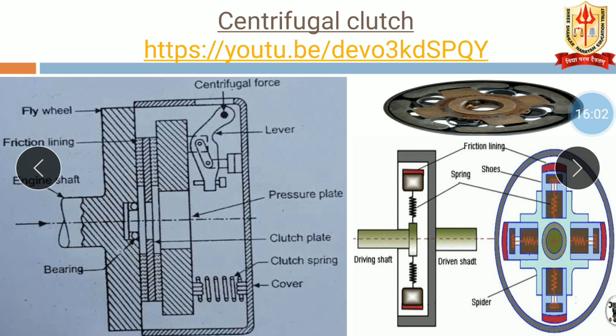Here you can see the different views of this same centrifugal clutch, how it actually looks. This is the actual look of the centrifugal clutch. Here we have this known amount of weight. When it starts rotating, this moves away from the center and gets engaged with the flywheel.